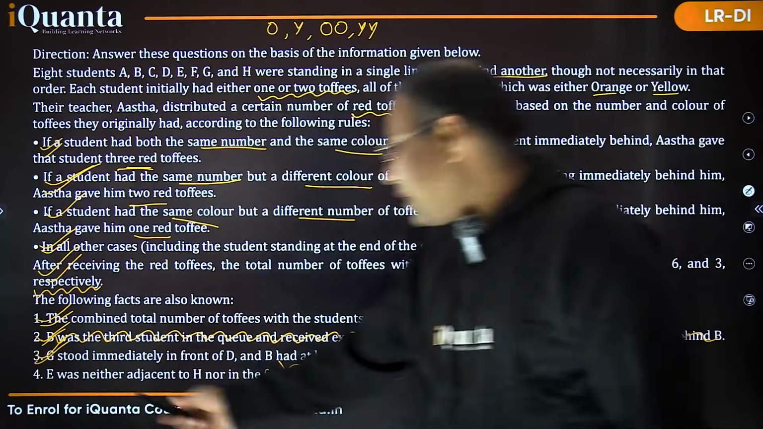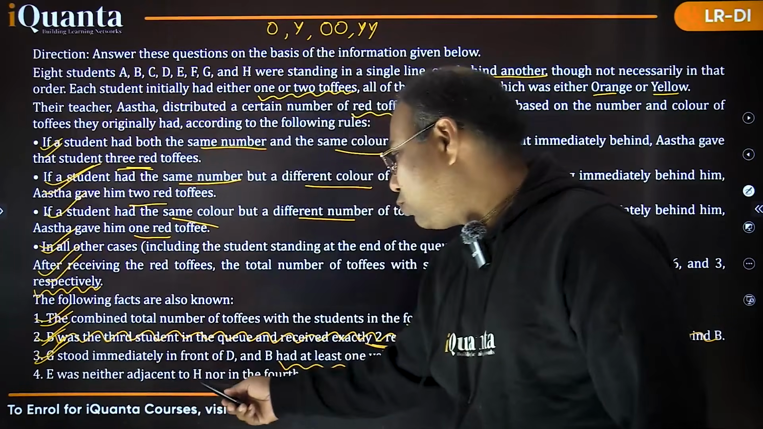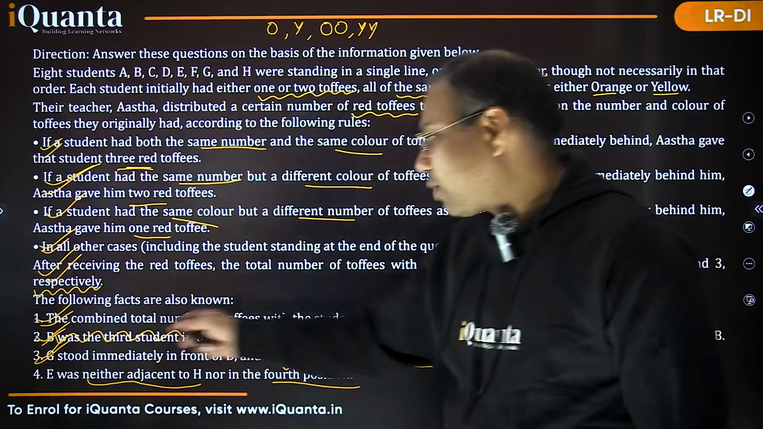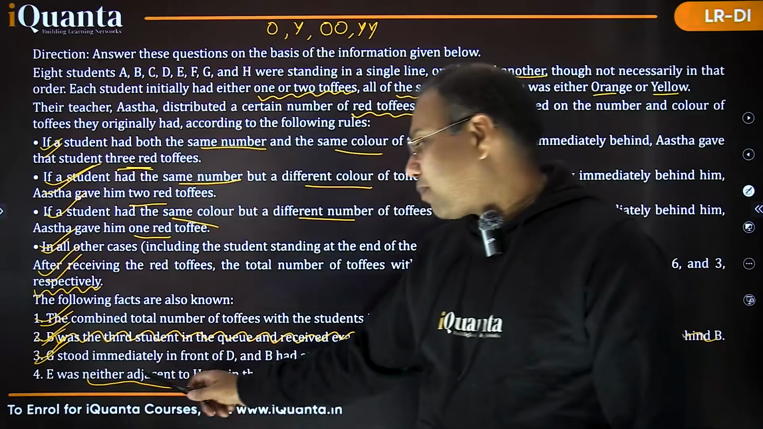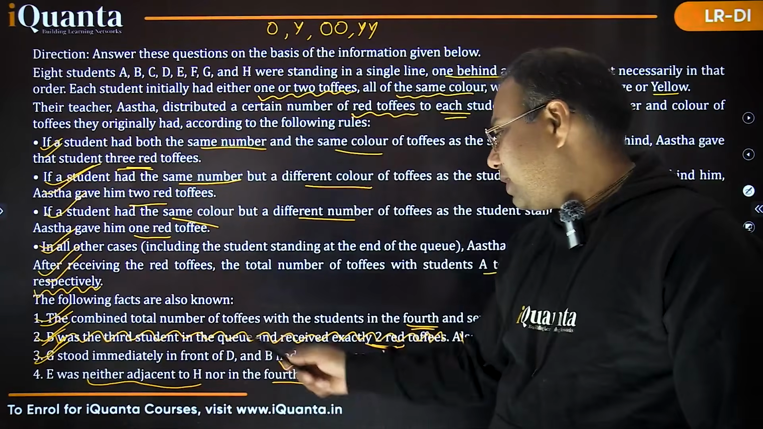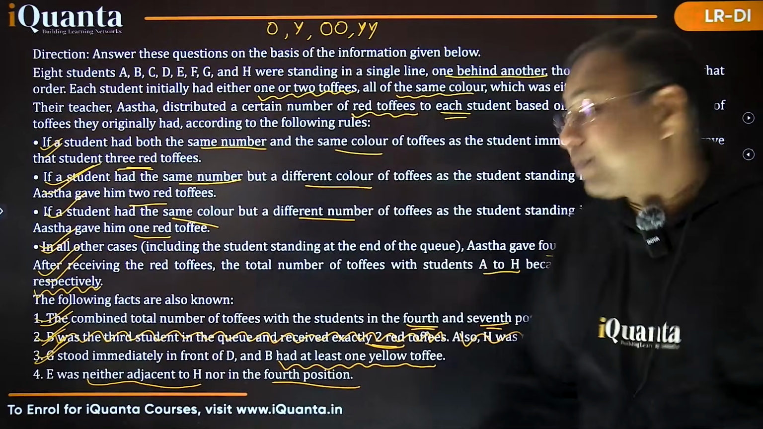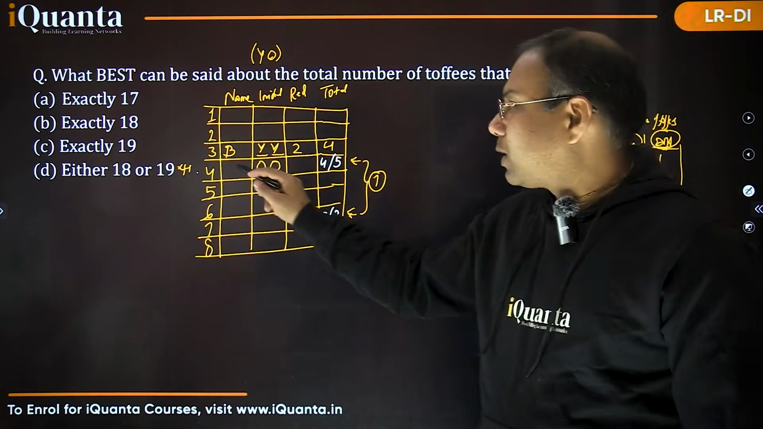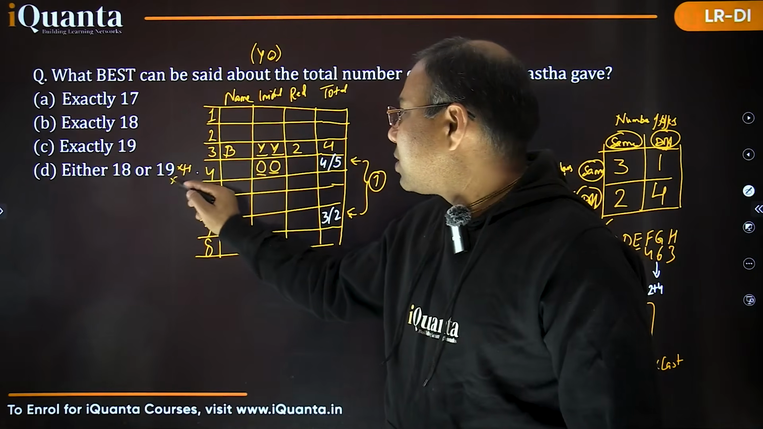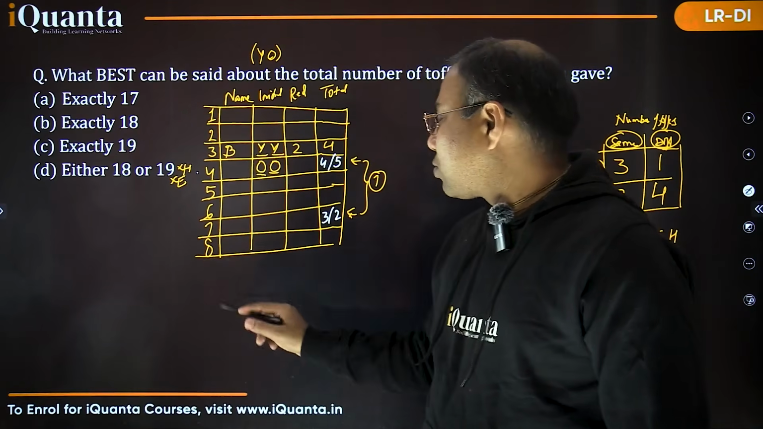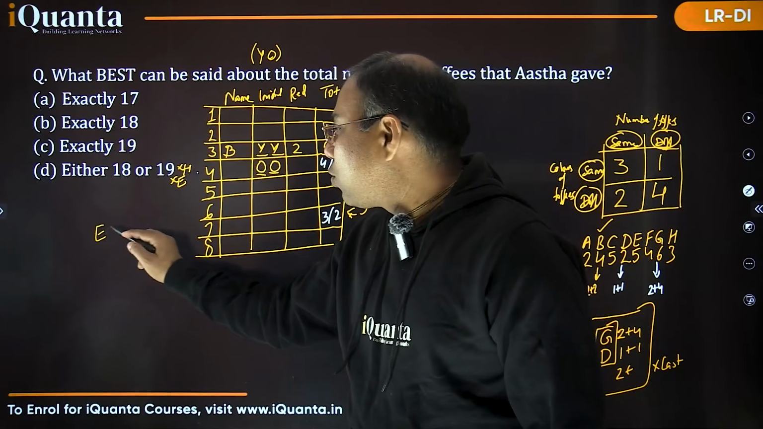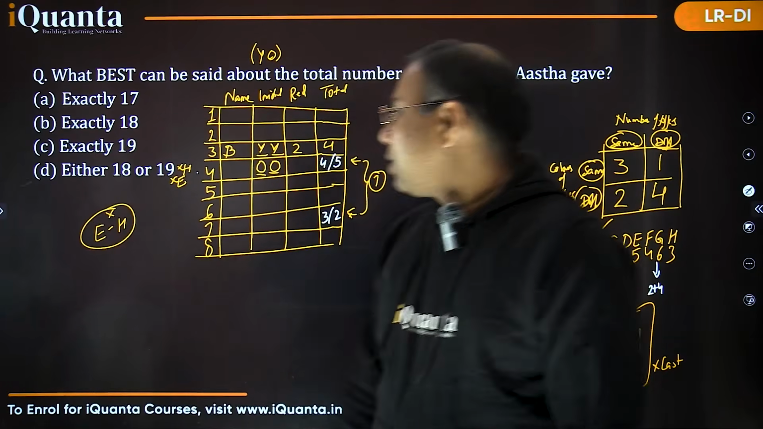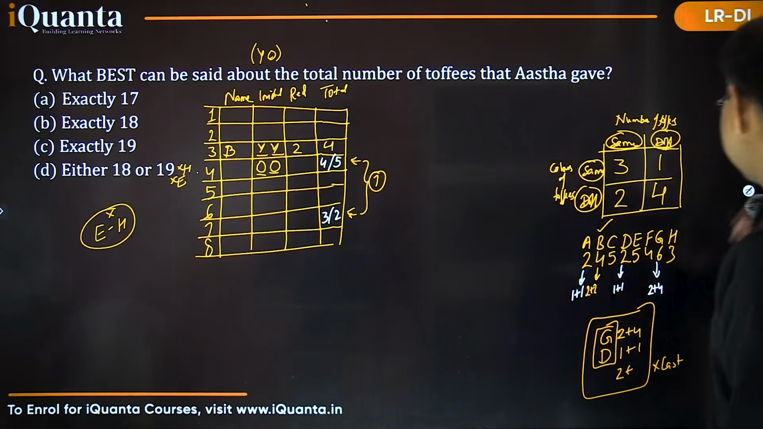It says E was neither adjacent to H nor in 4th position. Okay, it's talking about E now. E is not a neighbour of H, and E is neither in the 4th position. Let's mention that as well. So E is not in 4th position. Okay, this is the 4th position, so E is not here. This can't be E. And also it is mentioned that E and H don't go together. Right? E and H don't go together. That is also not possible. Okay, so that was the thing mentioned in that last point.